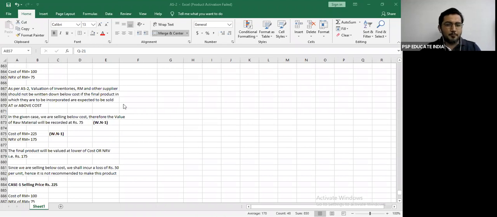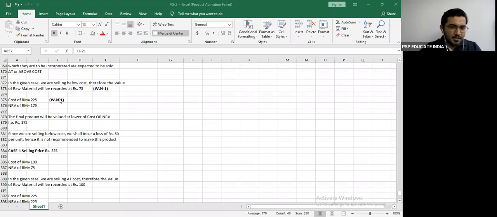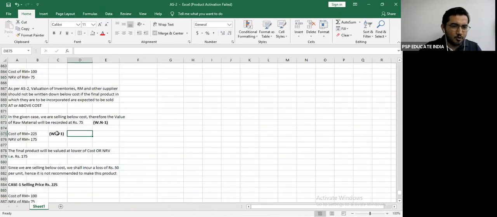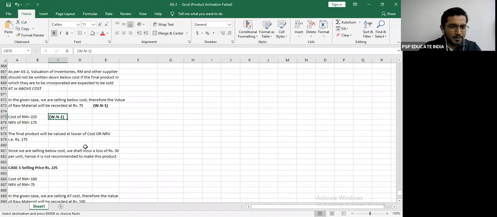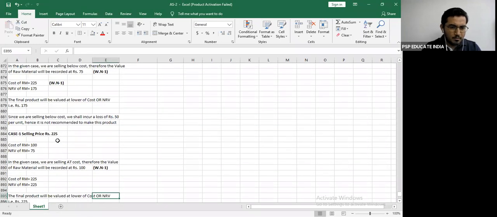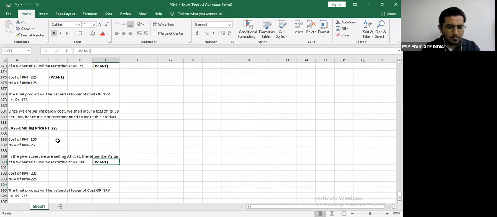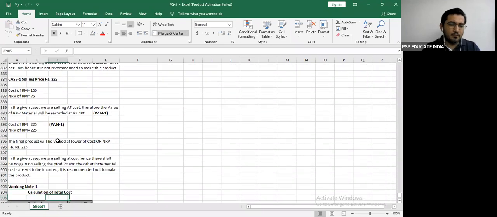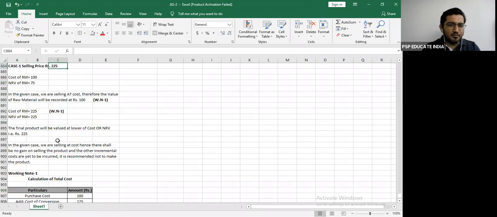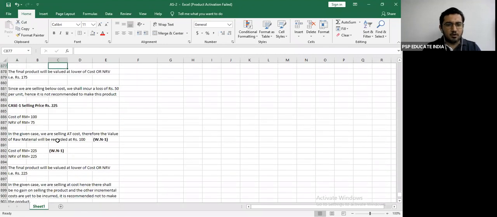Take it down properly, prepare proper formats, give proper references of working note one. You will have two more places where you will have to give the reference of working note one. Please give proper references of your working note.